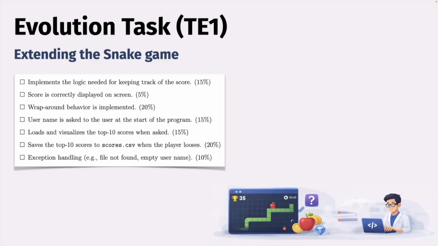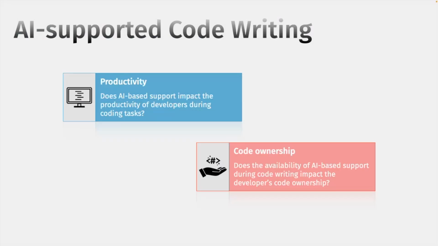So what we did after the experiment was that the two of us looked at each implementation. And we said, OK, the logic needed for keeping track of the score has been correctly implemented. We gave 15% in completeness. So the maximum was 100%. Clear? So this is our proxy for productivity. So we know how to compute productivity in some way.